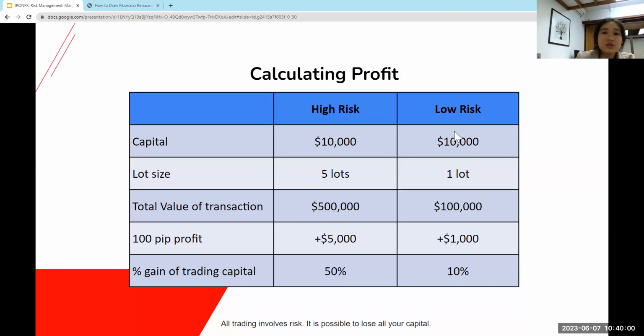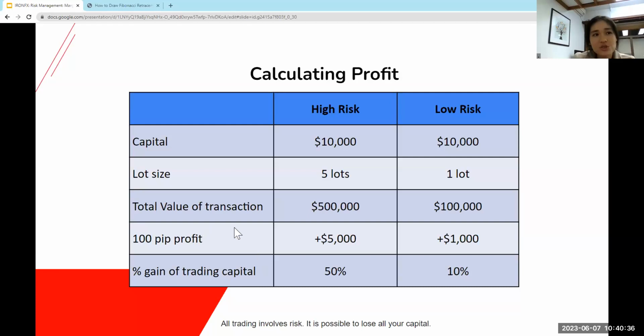Okay. Similarly, low risk, if your lot size is 1 lot, so 1 to 10, your total value of transaction would be 100,000, and then your percentage gain of capital is 10%. Okay, so you can see that with the same number of pips of profit with differing leverages, it gives you very different profits, even if you start off with the same capital.